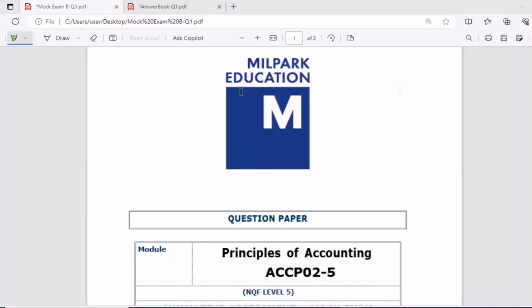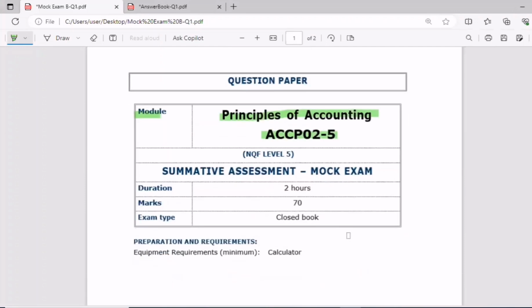Welcome everyone. So in this recording, I will be doing the mock exam from Milpark Education. The name of the module is Principles of Accounting, and the module code is ACCP 025. As you can see here, this is a summative assessment mock exam.